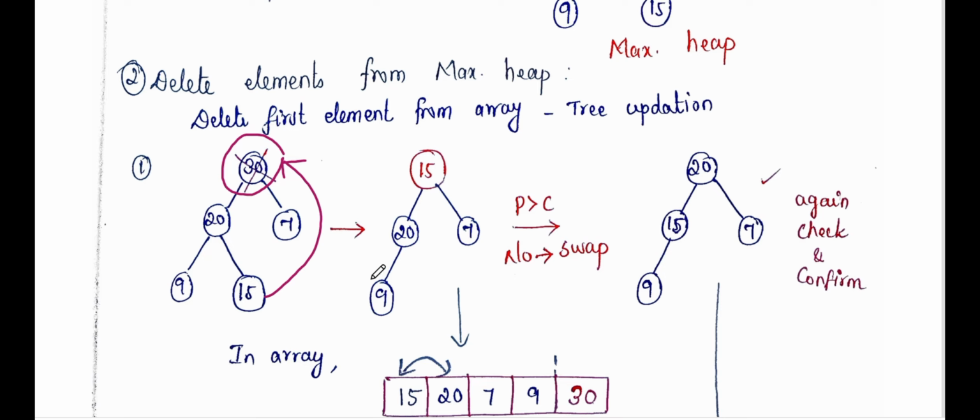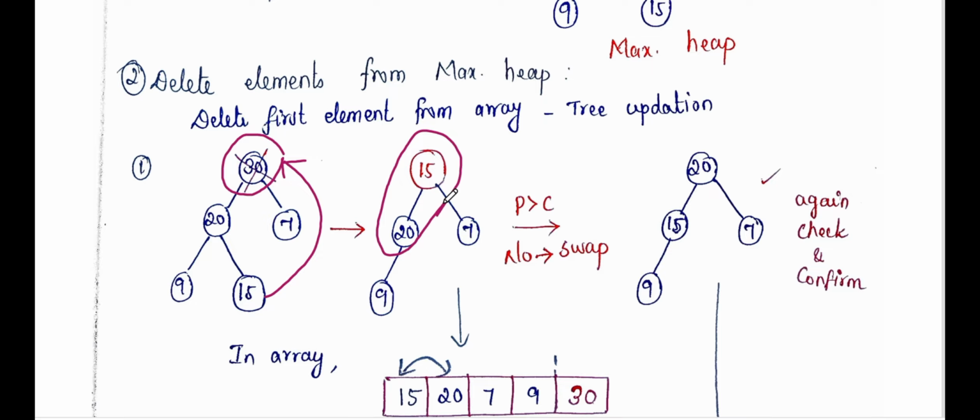Then every time we check that the particular tree follows the max heap property. Then we check it out. Is the parent node greater than the child node? No. Here 15 is less than 20. Then swap these two nodes.